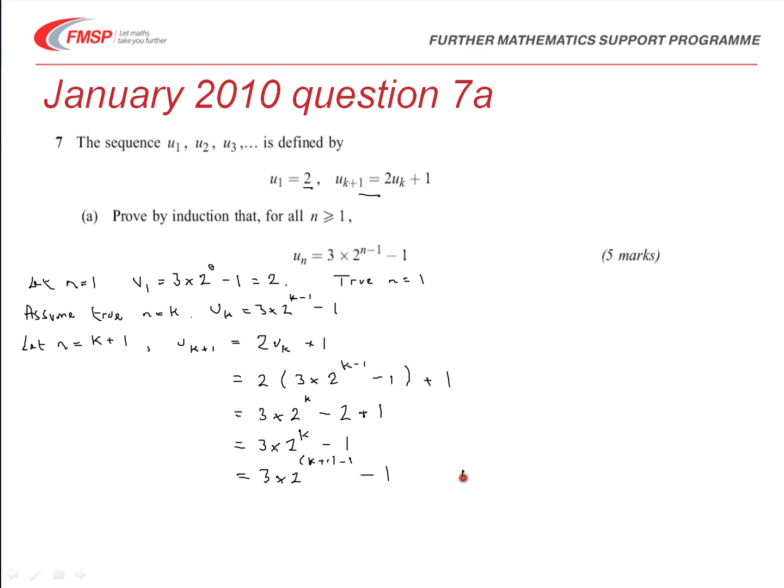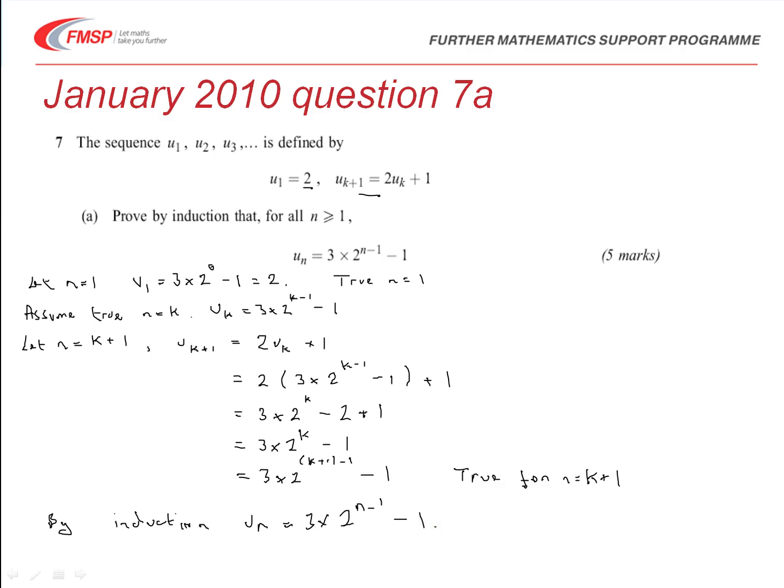Okay, and so we can say therefore that it's true for n equals k plus 1. And then we can say, by induction, u n equals 3 times 2 to the n minus 1, minus 1.